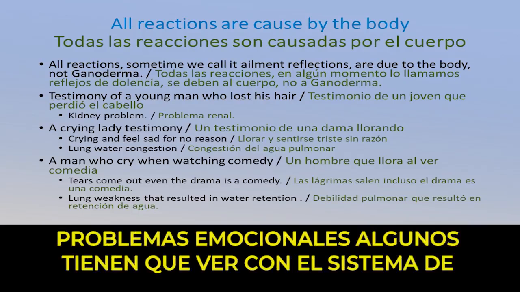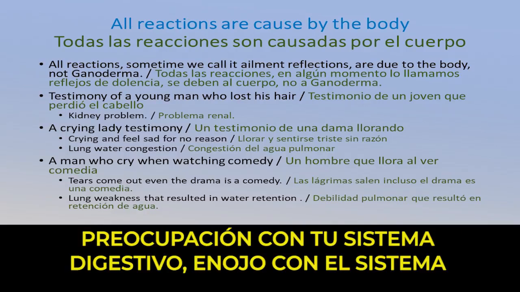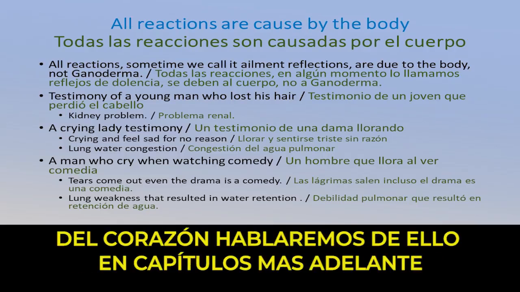Okay, so these are the emotional problems. Fear has something to do with the kidney system, sad to do with the lung system, worry to do with the stomach system, angry to do with your liver system, and if you feel happy for no reason, do not be too happy. That is the heart problem. We are going to that in the later chapter.